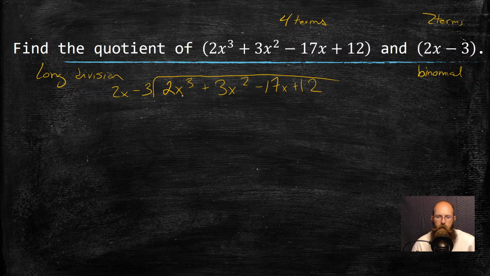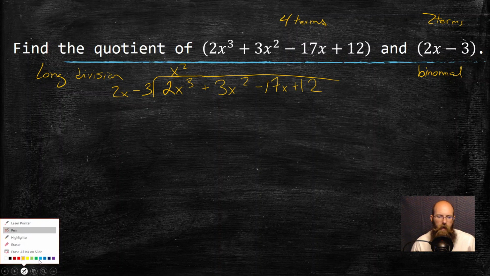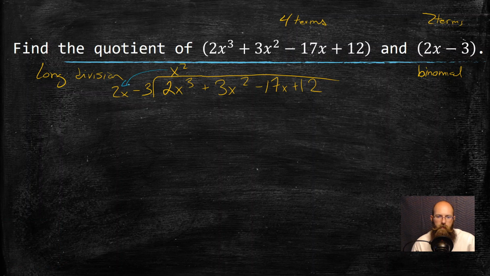So 2x cubed, divide it by 2x. The 2's cancel. X cubed divided by x, and I end up with just an x squared. Now I take that x squared and I distribute it to both of these terms. So I get 2x cubed minus 3x squared. I wrap it up in parentheses and I subtract it away. This is exactly the same as if I were doing long division with anything else.